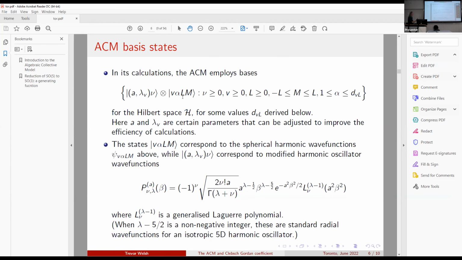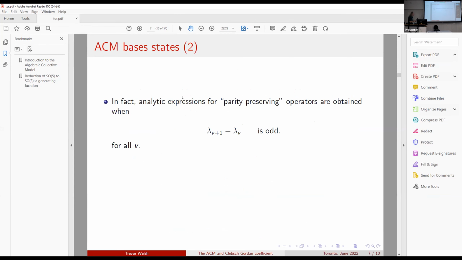So I'm just going to make some comment about these parameters, lambda v. Now, a lot of the potentials of interest are parity preserving. I didn't have time to write in what that actually means. But it turns out that these parity preserving operators are obtained analytically when lambda satisfies this constraint: lambda v plus 1 minus lambda v is odd, for all v.